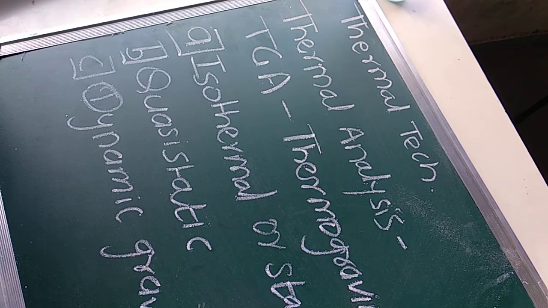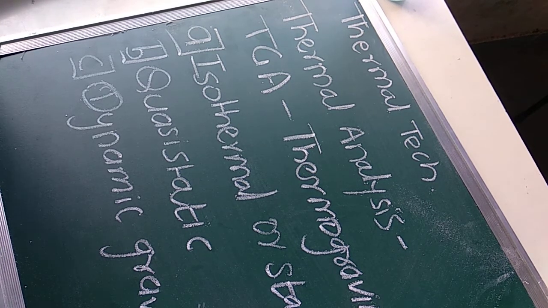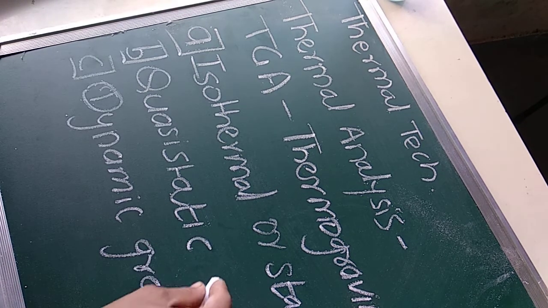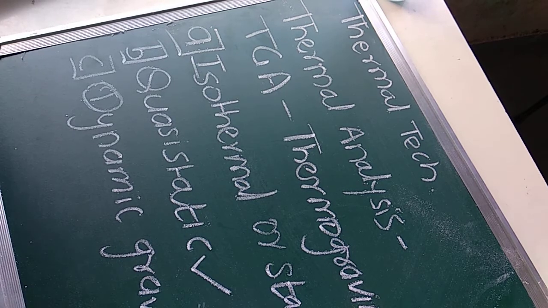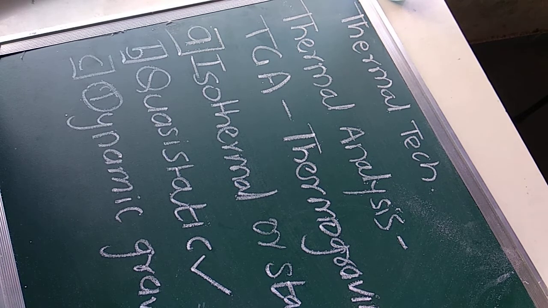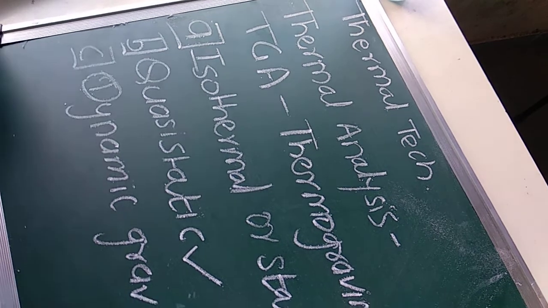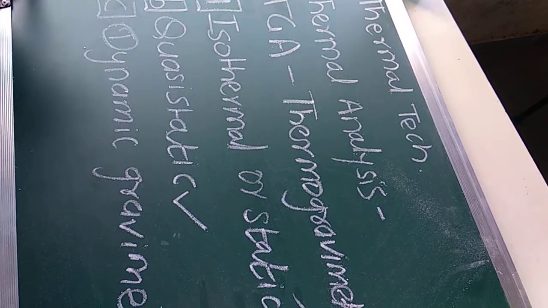Isothermal or static gravimetry: in this technique, the sample weight is recorded as a function of time at constant temperature. The second one is quasi-static thermogravimetry. In this technique, the sample is heated to constant weight at each of a series of increasing temperatures. And the third one is dynamic gravimetry.